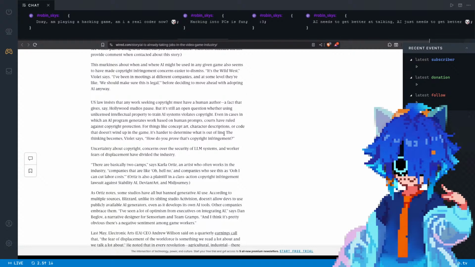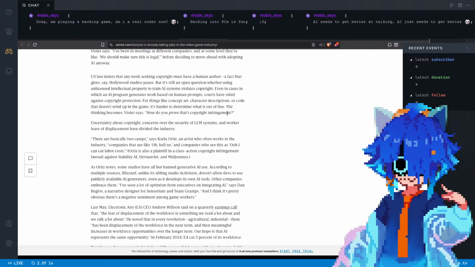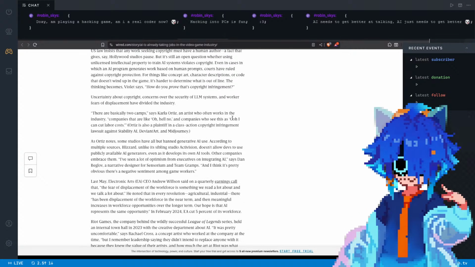U.S. law insists that any work seeking copyright must have a human author, a fact that gives, say, Hollywood studios pause, but it's still an open question whether using unlicensed intellectual property to train AI systems violates copyright. Even in cases in which an AI program generates work based on human prompts, courts have ruled against copyright protection for things like concept art, character descriptions, or code that doesn't wind up in the game. It's hard to determine what is out of line, the thinking becomes, Violet says. How do you prove that copyright infringement?